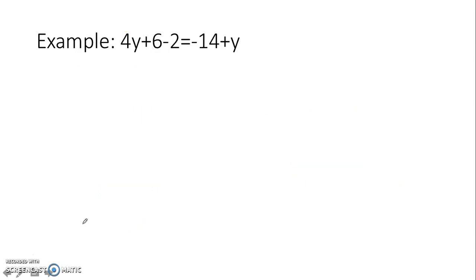Okay, let's look at one more example. 4y plus 6 minus 2 equals negative 14 plus y. Alright, so step 1, distributive property. Well, we don't have distributive property on this question, so don't worry about that one. Step 2 is combining like terms, or simplifying. Alright, so 4y, we can't really do anything with that yet, so we're just going to rewrite that: 4y plus 6 minus 2. 6 minus 2, we can simplify that to 4, is equal to negative 14 plus y.